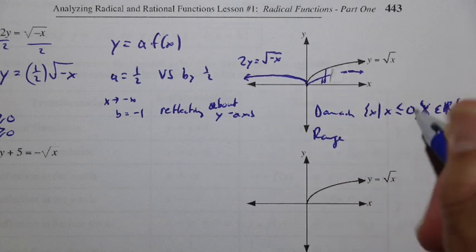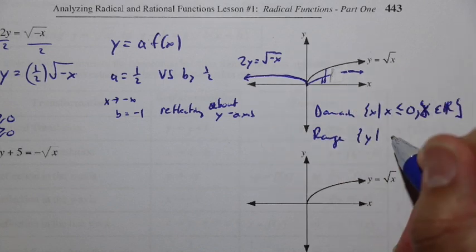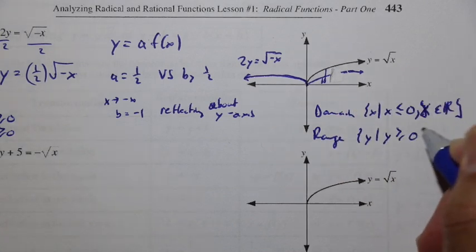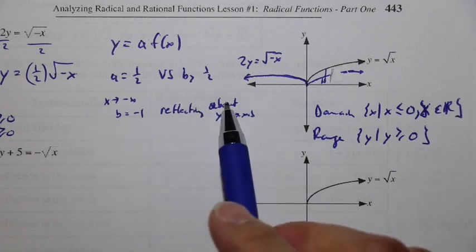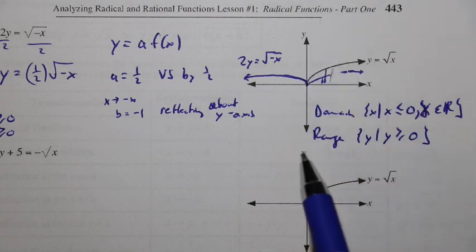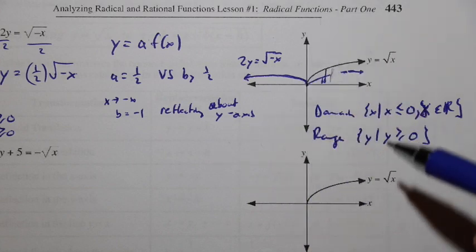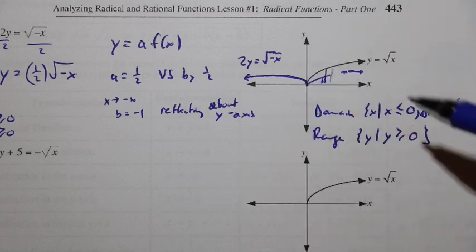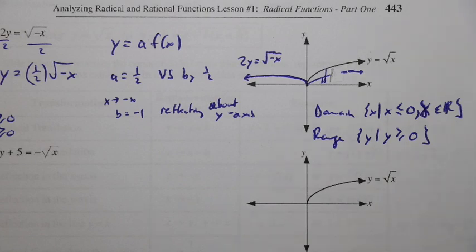When we talk about the range, we have y such that y is still greater than or equal to 0. Even though we had a vertical stretch by 1/2, since y went from 0 all the way to infinity, 1/2 of a very, very large number is still a very, very large number, and can still continue to go up.